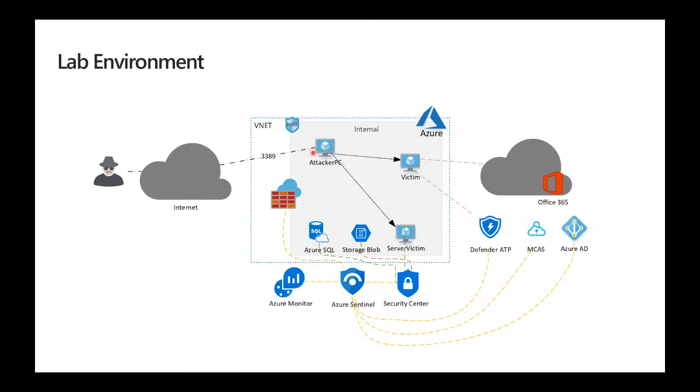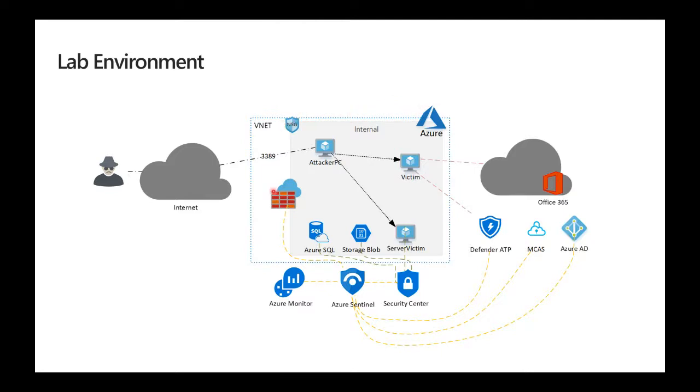And then from this attacker PC, the attacker will be launching some attacks onto a server client, which is a Server 2019, and this, which is a desktop client victim. Now, the victim PC is hooked into your modern workplace world of Office 365 and Microsoft Threat Protection. So we're protected with Defender Advanced Threat Protection, or Defender ATP. We're looking at Cloud App Security, so Microsoft Cloud App Security, and Azure Active Directory from identity standpoints.